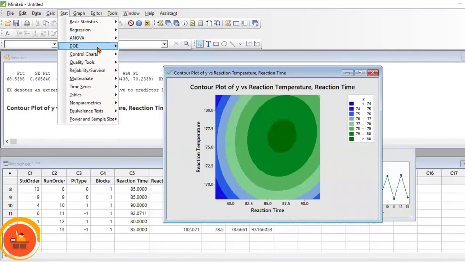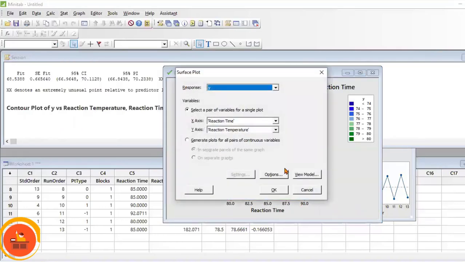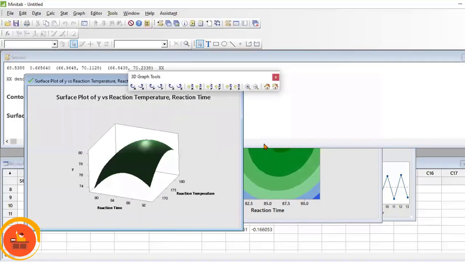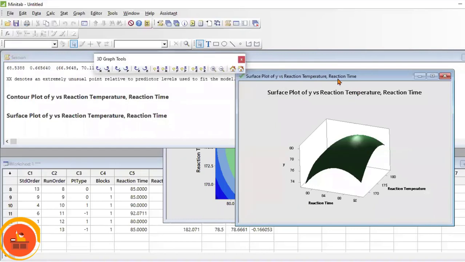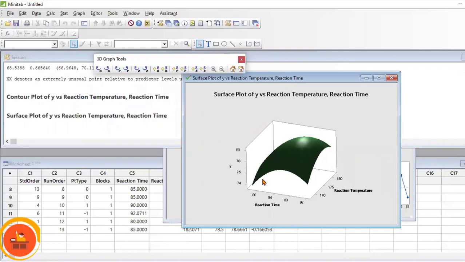Similarly, go to Stat, DOE, Response Surface, Surface Plot. For the surface plot also, I am considering the same default categories, and then I will get a plot like this. This is a 3D plot. We plot in 3D because you can assume that we are going to climb a hill. Once we reach the top surface, we are reaching the topmost point, which indicates that the surface has been reached. Here, this is the topmost point, this top notch. Like that, we have to analyze from this.